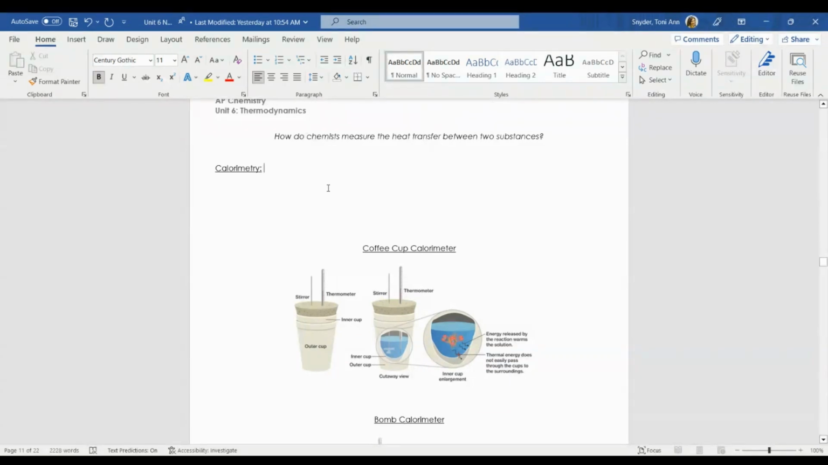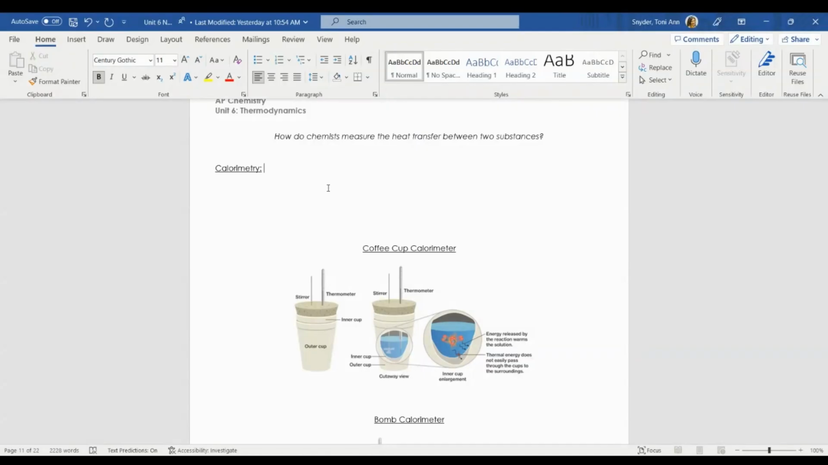Hello, everybody, and welcome to our next video in Unit 6, which is all about calorimetry. You might be familiar with calorimetry to start off with. Sometimes in Chem 2, I focus a lot on calorimetry. Other times, I'll focus a little bit more on solutions like colligative properties. So either way, I try to always touch on calorimetry at least a little bit in Chem 2.